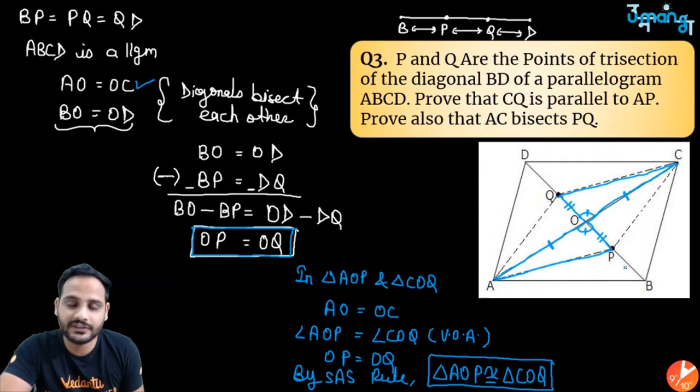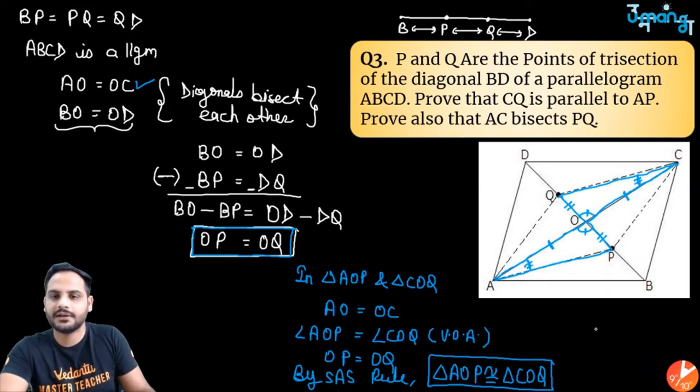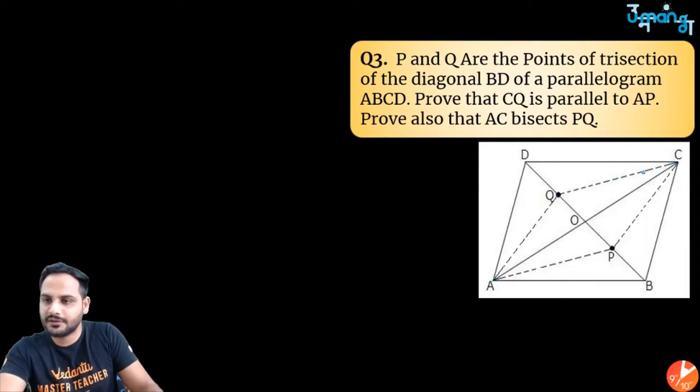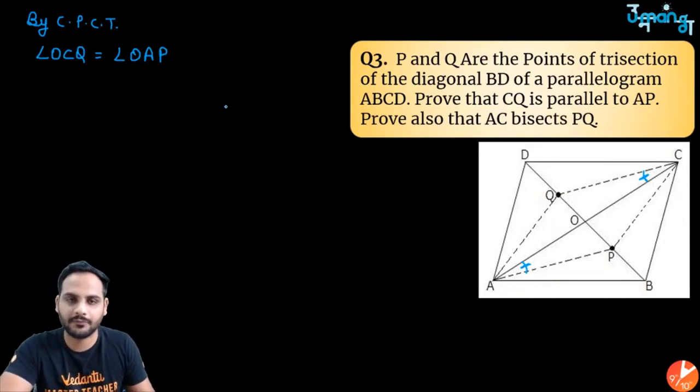अब देखो, if these two triangles are congruent, I can clearly say by CPCT कि सर जी this angle and this angle will also be equal, right? तो I can say that by CPCT this angle and this angle will be equal. तो by CPCT I can say angle OCQ is equal to angle OAP because both the triangles were congruent.